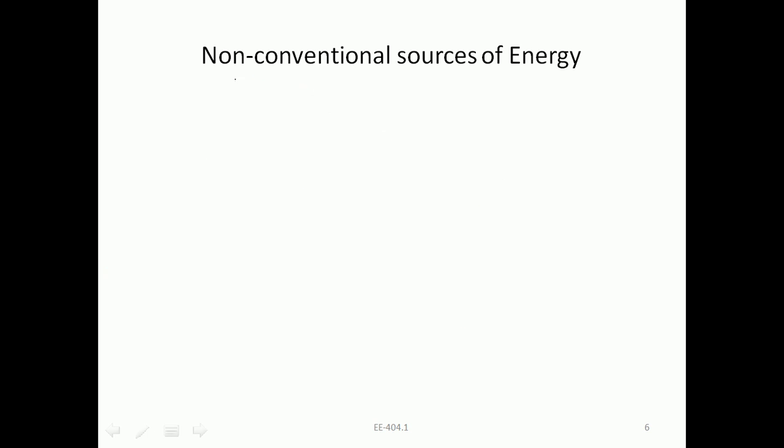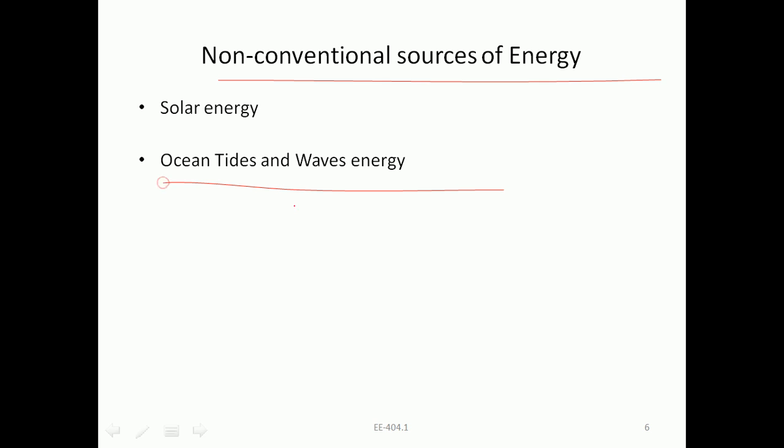Next, non-conventional resources. We have different types: solar, ocean tides and waves. Using solar rays we generate power, and that is non-conventional. It cannot generate a net energy source. From solar we can generate only in the morning and daytime, not at night. For ocean tides and waves, we also cannot generate net energy; power is generated only whenever the tides and waves come.